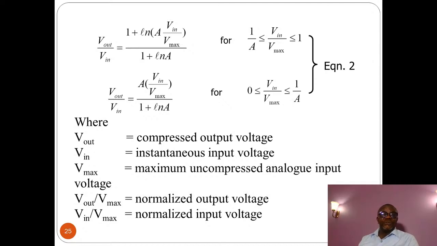And V out over V in is equal to A into V in over V max all over 1 plus natural log of A, for V in over V max lying between 0 and 1 over A. We call that equation 2, where V out is the compressed output voltage, V in is the instantaneous input voltage, V max is the maximum uncompressed analog input voltage, V out over V max is the normalized output voltage, whereas V in over V max is the normalized input voltage.